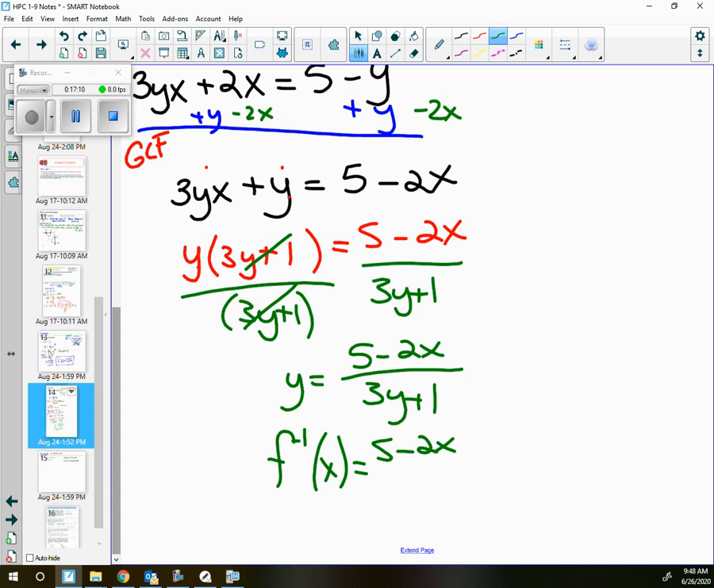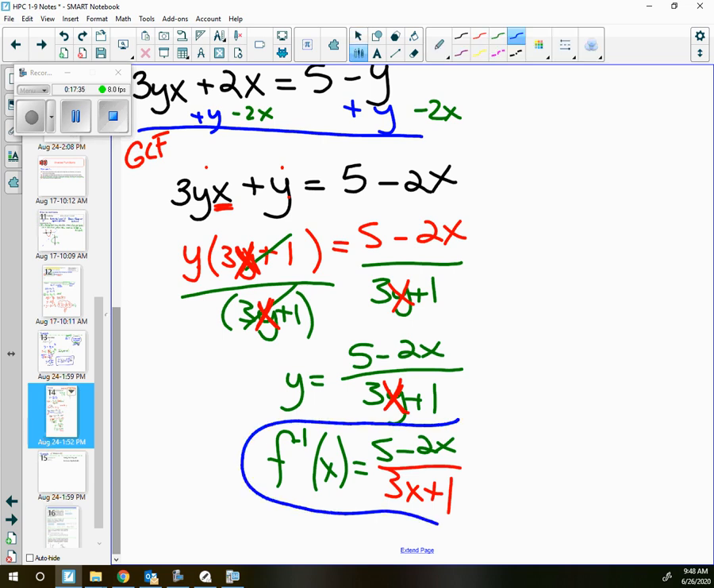I miswrote here. This is supposed to be an x. I'm like, why do I still have y's? You're like, what's happening? 3x plus 1, pardon me, definitely an x there. So that is an x. This is an x. So over 3x plus 1. So I have all my x terms on one side, the y term on the other. Sorry about that. Make sure you make that adjustment. So my inverse equation is 5 minus 2x over 3x plus 1.